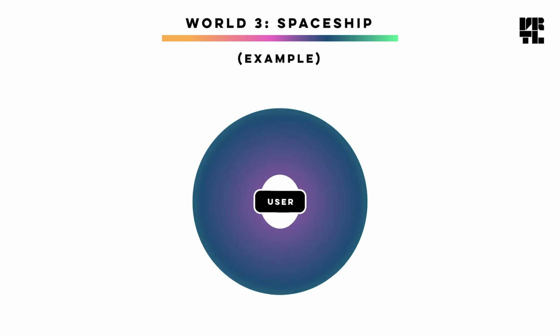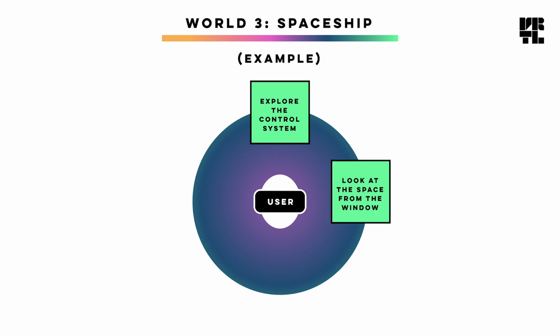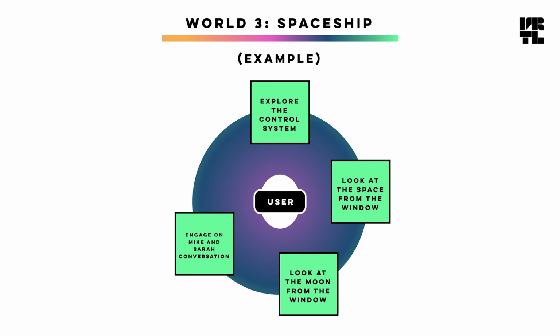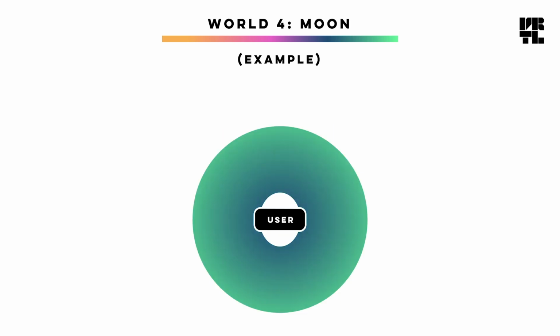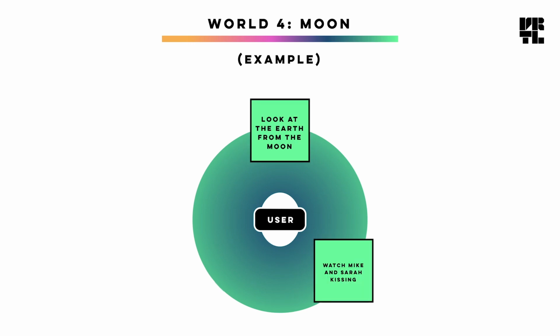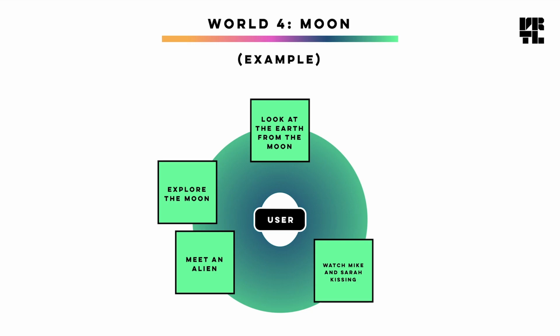Here I'm going to skip the ideation phase and just show you the actions that I have selected. In the first place, I have explore the control system, which is my starting action. Look at the space from the window, look at the moon from the window, engage in Mike and Sarah's conversation, and listen to Sarah. And finally, on the moon, my starting action is going to be look at the Earth from the moon, watch Mike and Sarah kissing, meet an alien, and explore the moon.